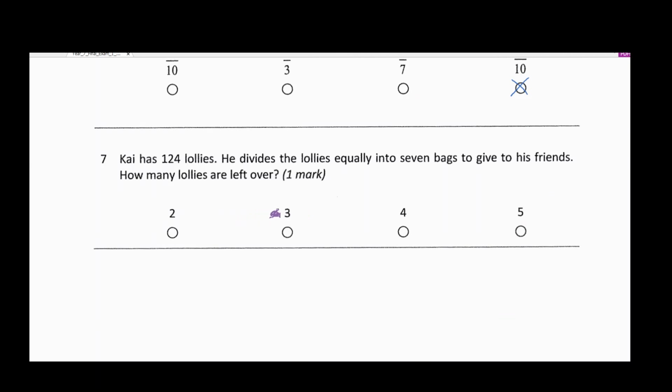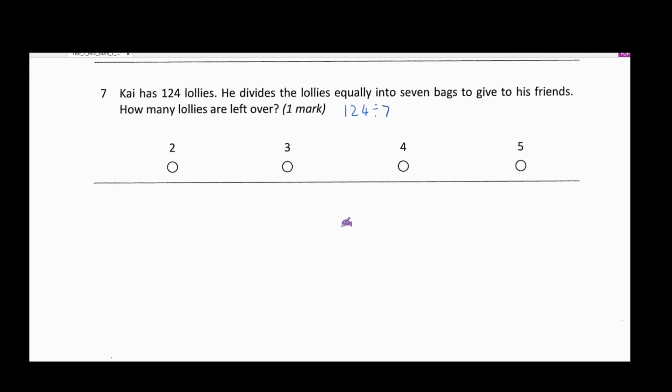Kai has 124 lollies. If he divides the lollies equally into 7 bags to give his friends, how many lollies are left over? So what we need to do is 124 divided by 7. Here we can do a bit of long division. How many times does 7 go into 124? How many times does 7 go into 1? Doesn't go. How many times does 7 go into 12? 7, 14, 21, 28, and it goes into 12 once.